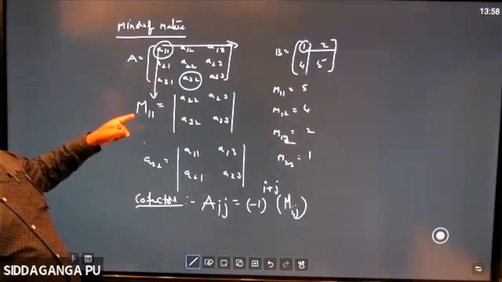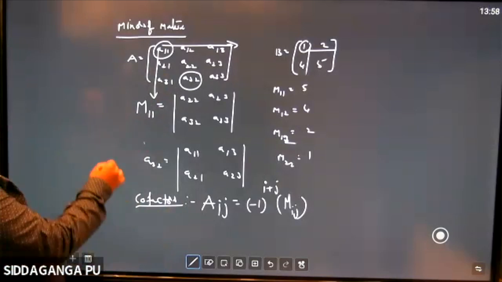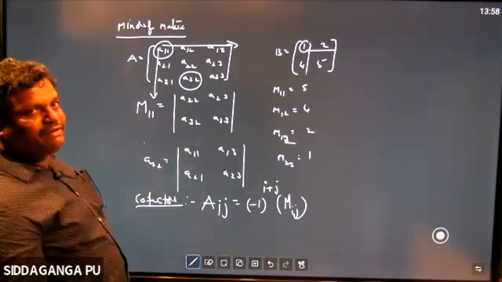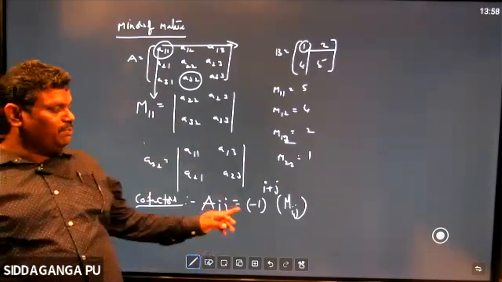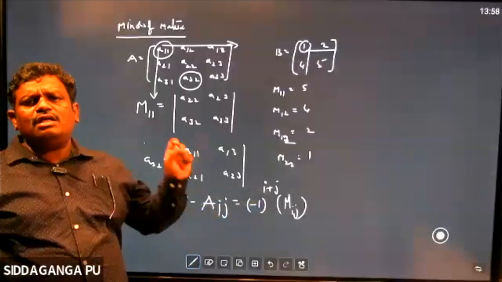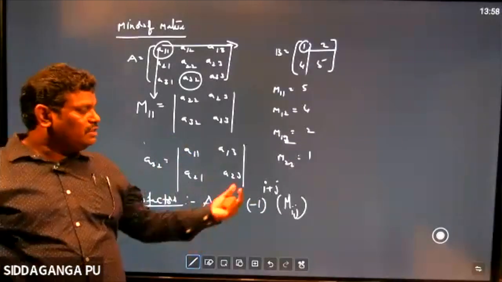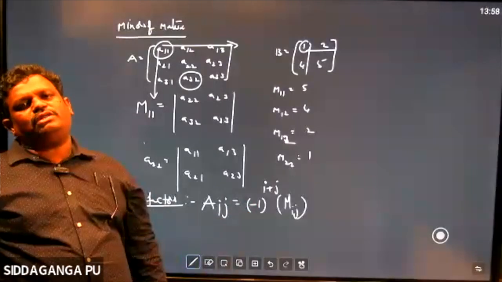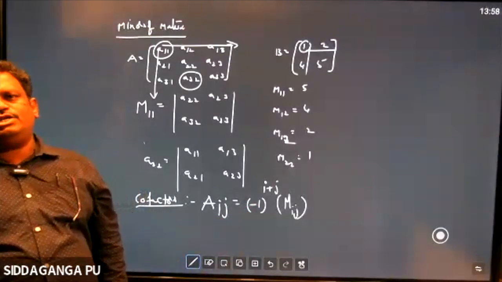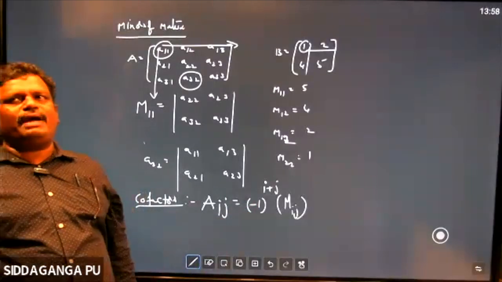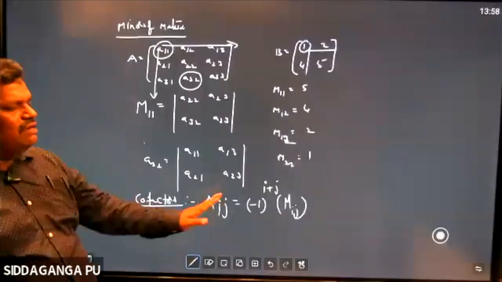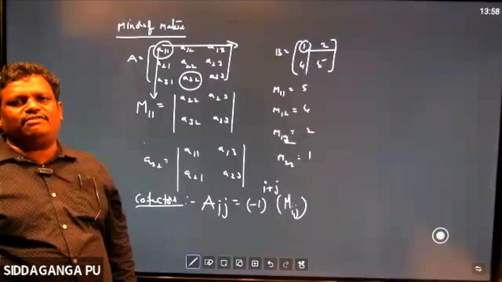Now here, this is M11. Now what is A11? This value is multiplied with minus 1 power i plus j. i means the row position, j means that element's column position. Then we can find the cofactor. Cofactor means minor multiplied with minus 1 whole power i plus j. That value is called the cofactor of the given matrix.